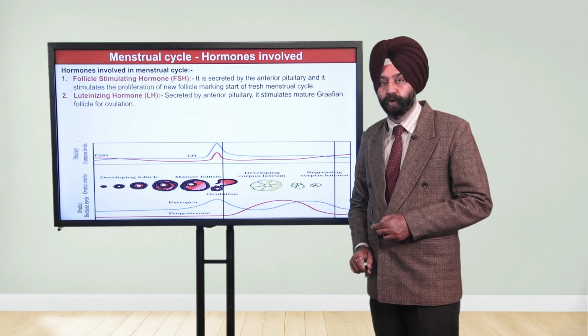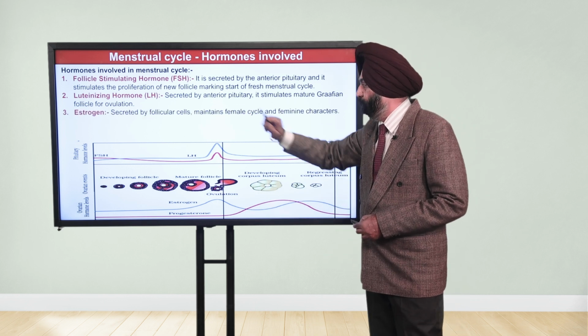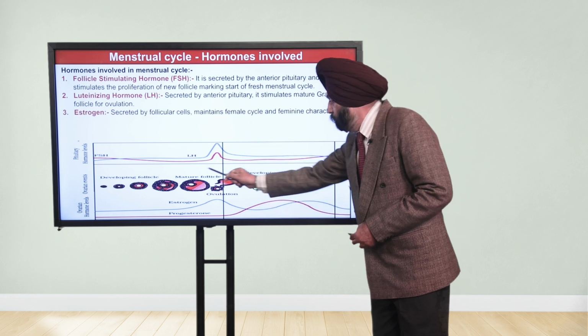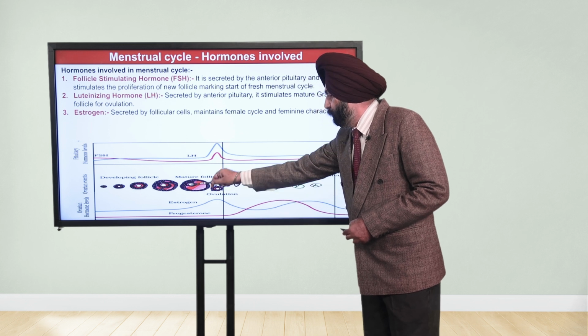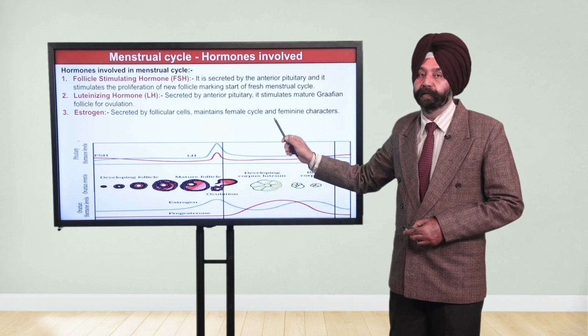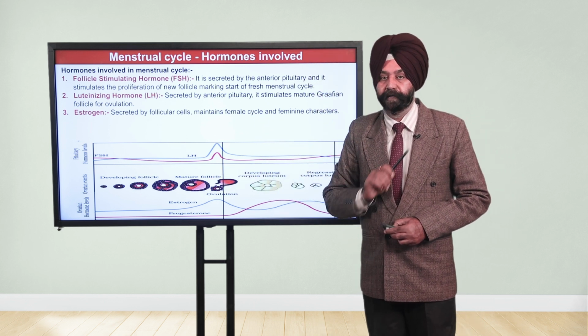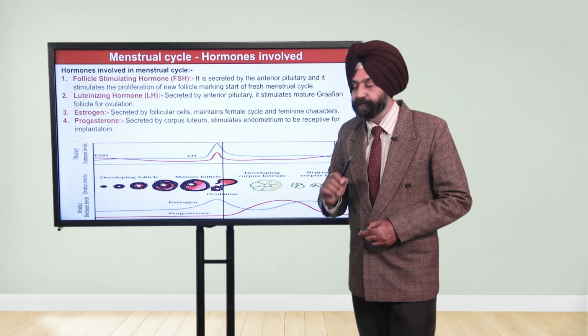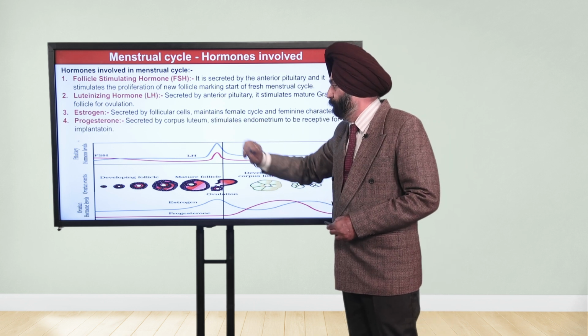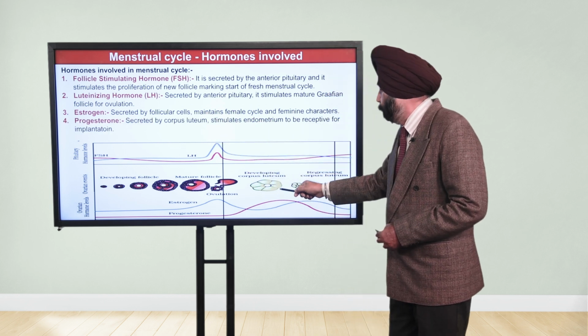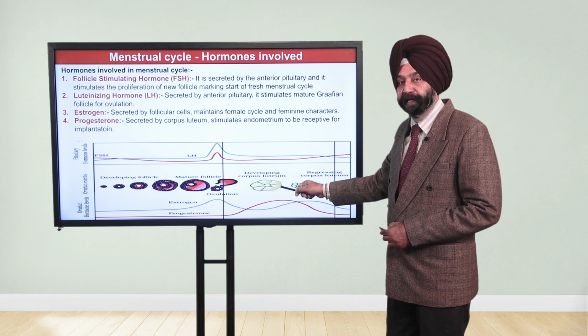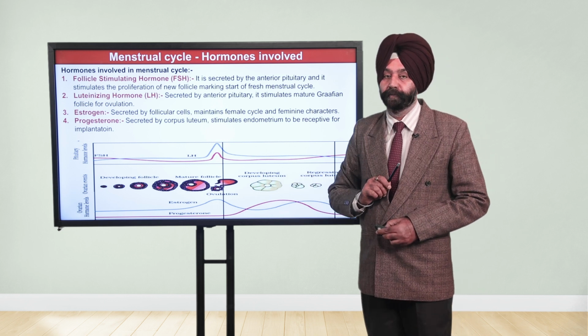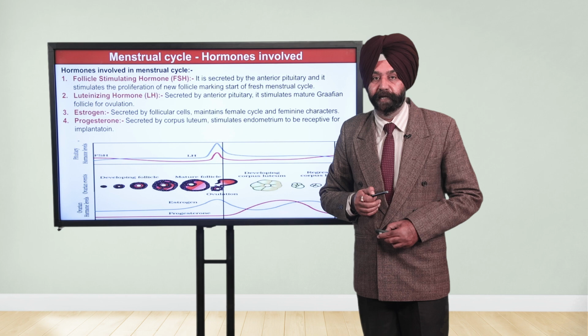The third hormone is estrogen. It is secreted by the follicular cells. It maintains female cycle and the feminine characters. The next hormone is progesterone. It is secreted by corpus luteum and it stimulates endometrium to be more receptive for implantation.